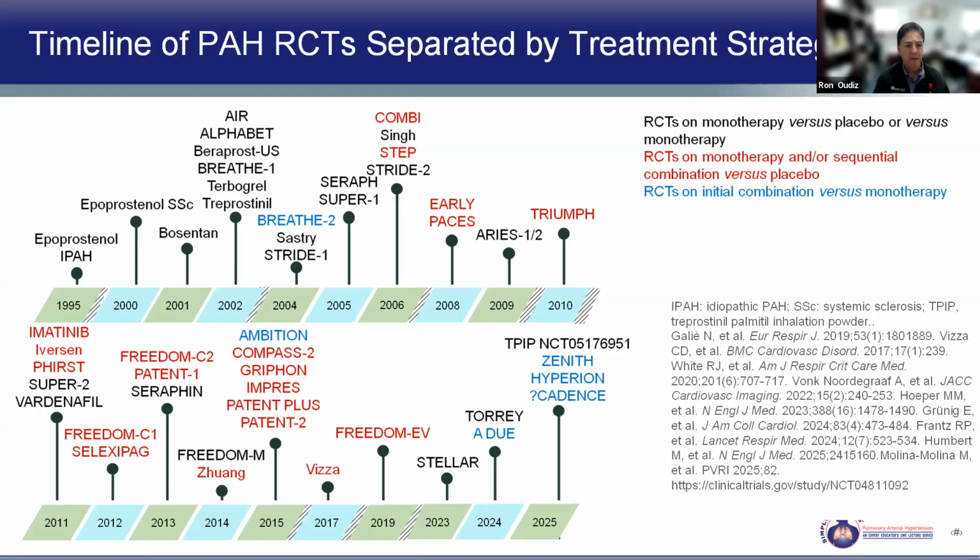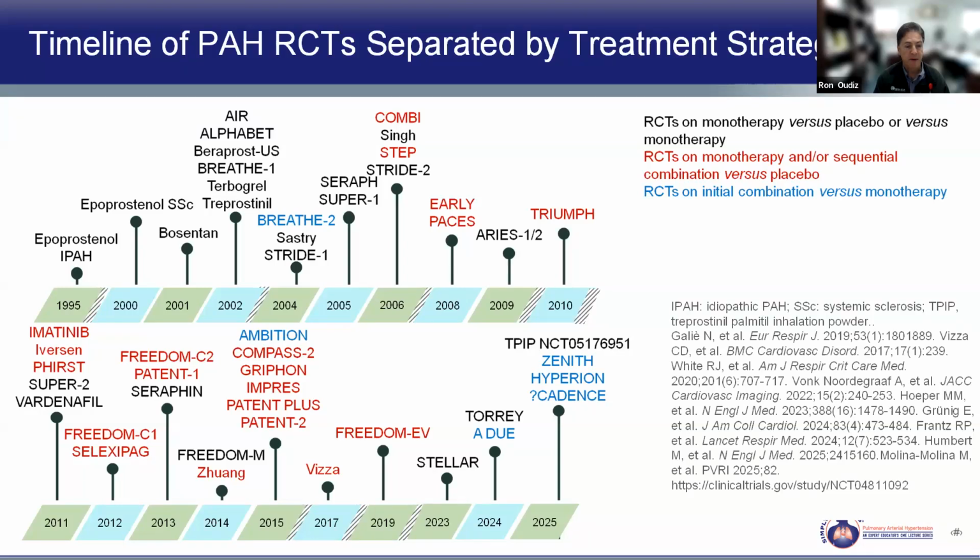We'll summarize here some of the timelines of how PAH drug development started and over time where these trials went. They started with monotherapy, as I mentioned before, and we're now in combination therapies and novel therapies that are used as initial monotherapies as first line or in combination with background therapies.